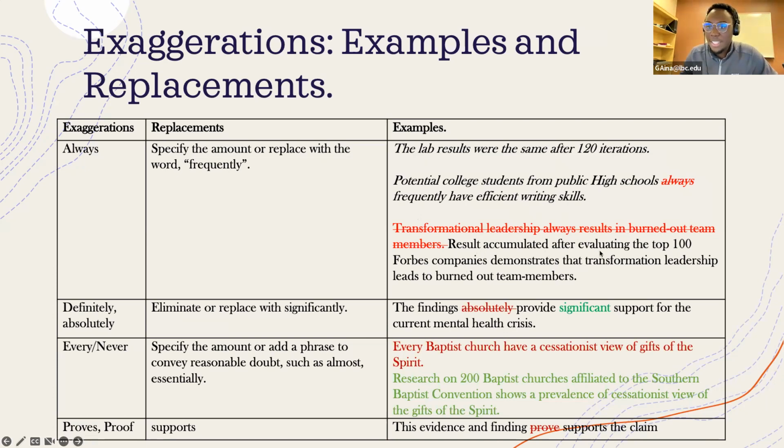So I said results accumulated after evaluating the top 100 Forbes companies demonstrate that transformational leadership leads to burnt out team members, right? So this is more specific here. Now I'm talking about an evaluation of the top 100 Forbes companies. I'm not saying transformational leadership always results in burnt out team members. I'm only saying that an evaluation of the top 100 Forbes companies demonstrates that transformational leadership leads to burnt out team members, right? So the whole trick here is just delete always and be more specific about your points, right? Do you have any questions?